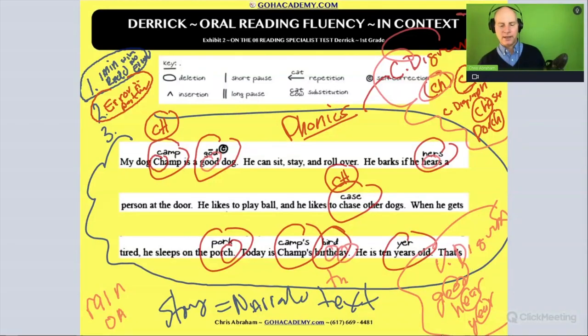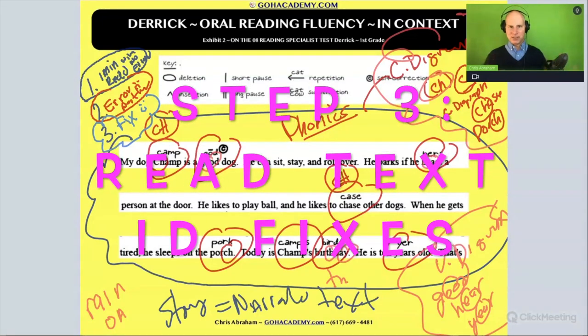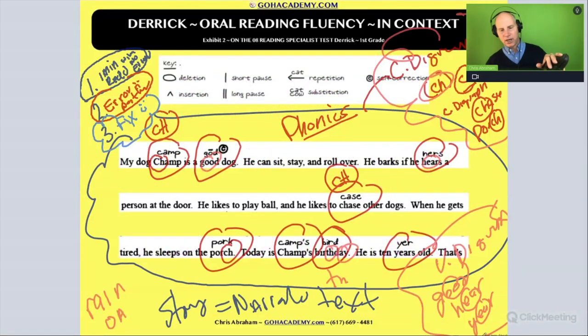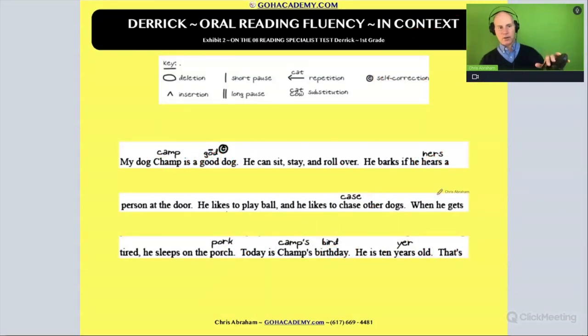Okay, now step three. Step three, team, this is when we go back and we look to see what did they do to fix mistakes? What did they do to help identify the miscue? Is there anything that the student, Derek, did? Now I'm going to clear it off so we can see it a little clearer, okay? Anything they did? Not much. Now Derek's in first grade, but Derek made a lot of miscues and kept on going, right? The only thing that he fixed was this. He fixed that.